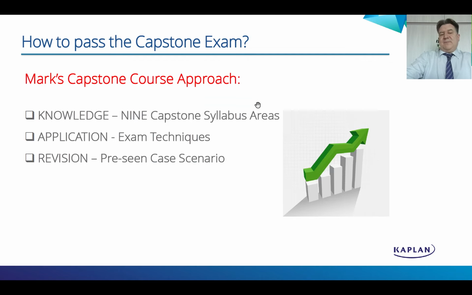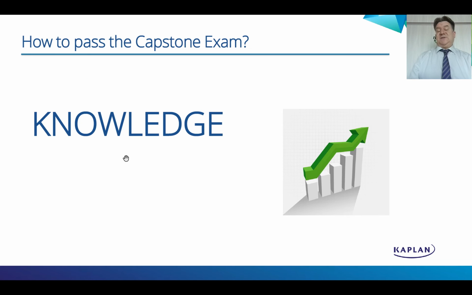What's important to getting a good pass, first of all, is understanding the syllabus. We've got 9 important areas. Application. You guys will know from QP Module 12, Capstone is all about application. There's a lot of strategy involved. And then finally, just before the actual exam, revision, especially thinking about what information is being given in the pre-seen case scenario. Let's first of all start with our knowledge.